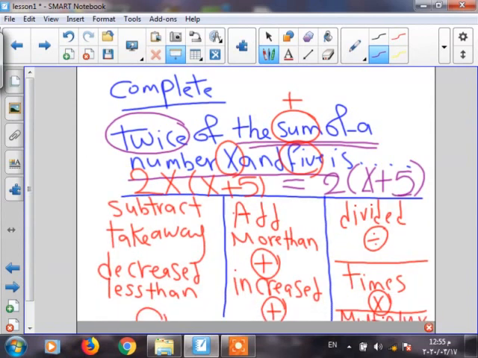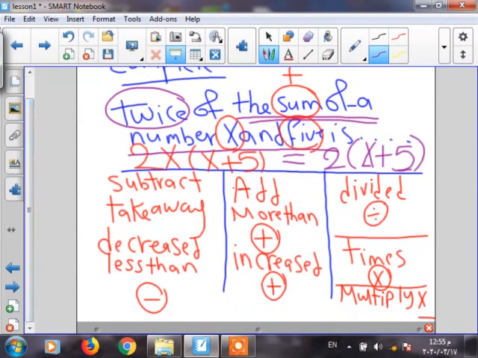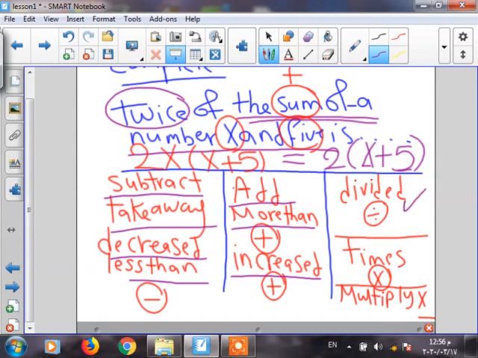But remember with me, number one, I have here subtract, take away, decrease, and less than, all meaning minus. And I have here add, more than, and increase. All these words meaning what? Meaning plus. If I have here divided, that means I use the divided operation. Times and multiplying, we'll use times or multiplying operation. The next one.